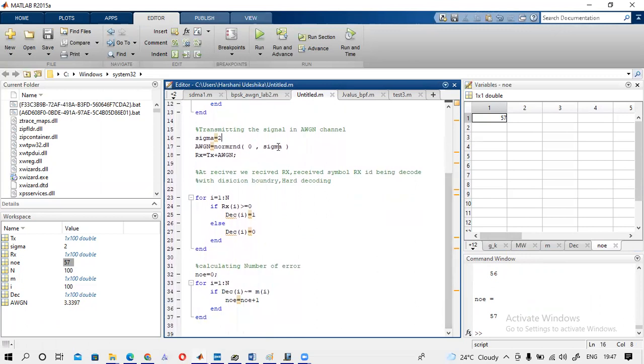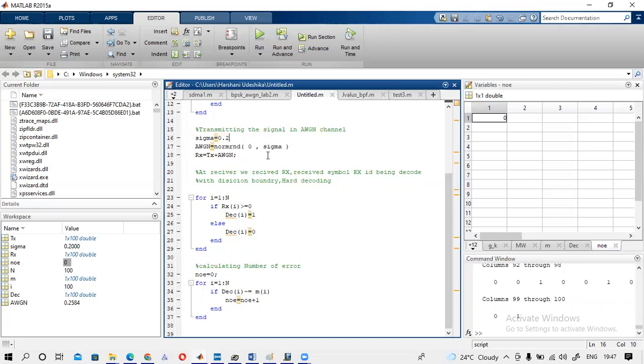So if I put a very small value, let's say 0.2, this number of errors should be reduced, because the signal power is reduced now. Let's see. Now it is 0. There is no mismatch. All the decoded symbols, decoded bits, are the same as the message bits. Okay, there is no error.